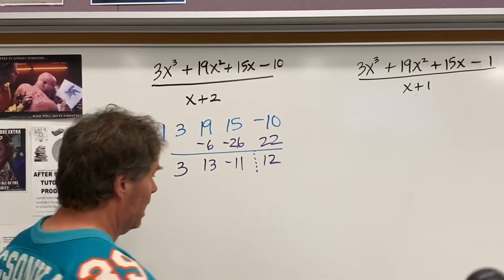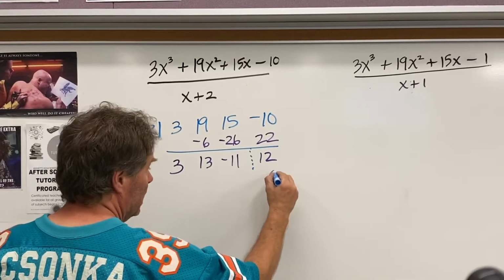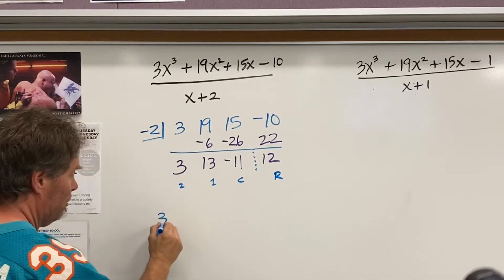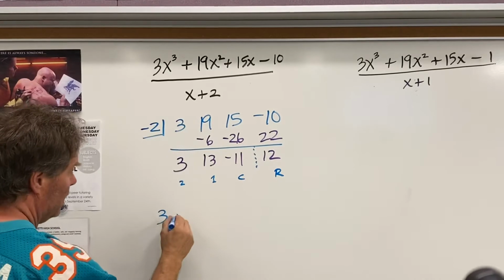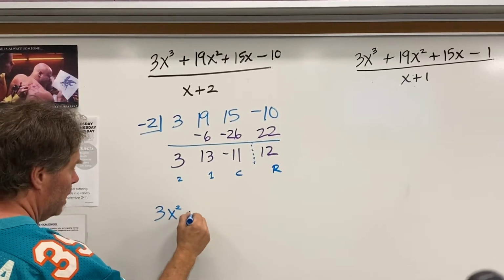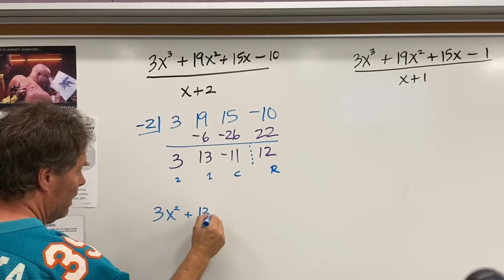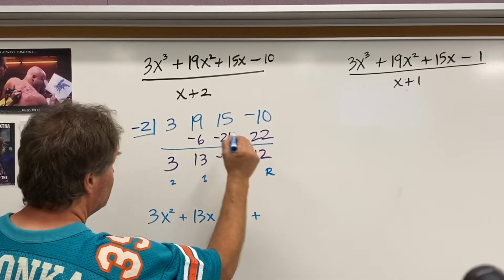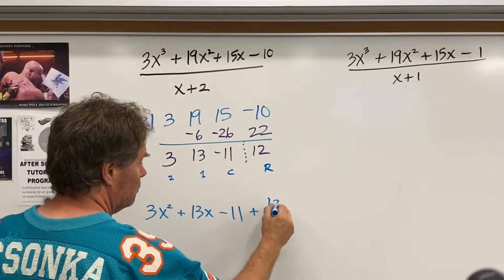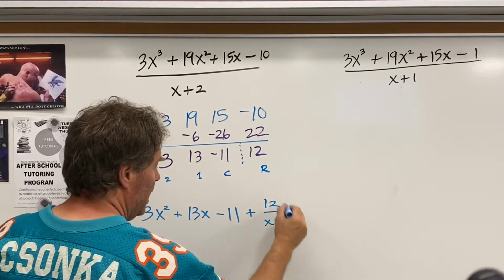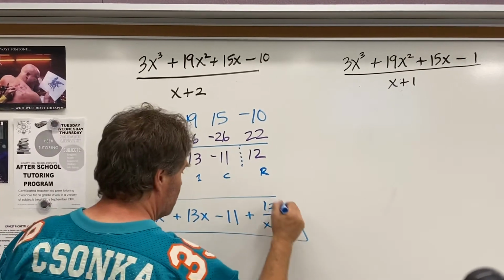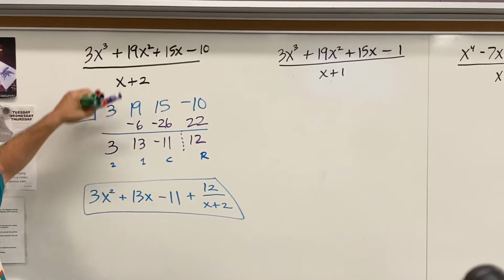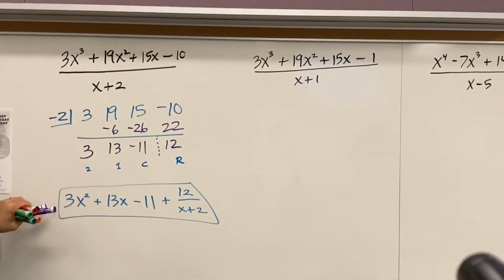So we've got, it goes like this. Remember, remainder, constant, first power, second power. So the answer would be 3x, the variable's x squared plus 13x to the first power minus 11 is the constant plus this guy over x plus 2. 12 over x plus 2. And check it out. If you want to, you can try it. If you did long division on this, guess what answer you would come up with if you did it correctly? This guy.